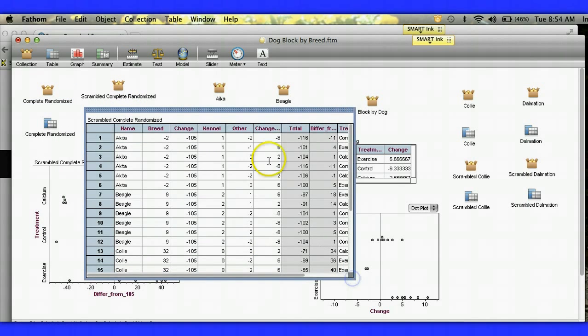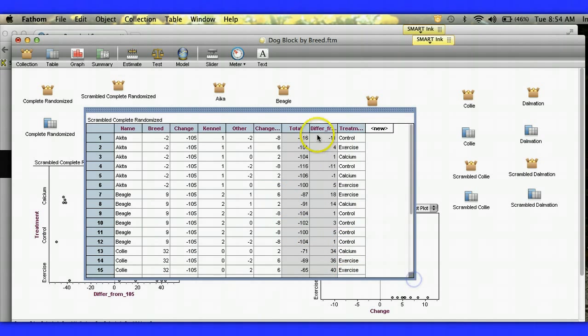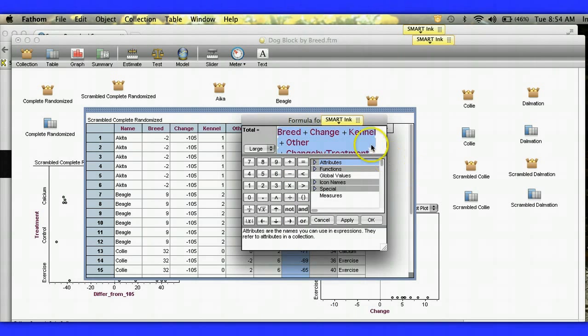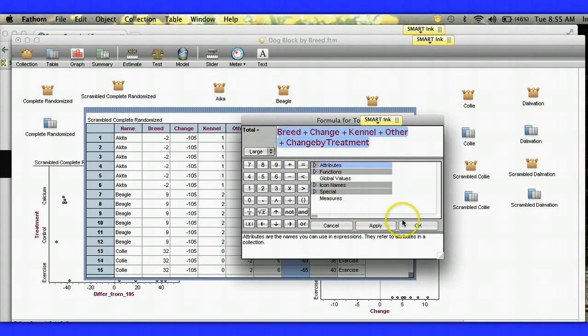You can see that these are all scrambled. We've got the name of the dog, the change based on the breed, the average bone density change that we'd expect to see for any dog in general, the change based on the kennel, other random factors that we can't control for, and the change based on the treatment. And then I created an attribute called total, where I took the change in the breed and the kennel and the other and the change by treatment, and I recorded those.